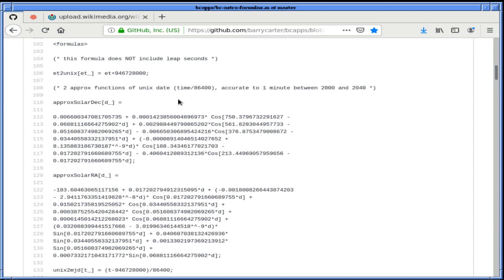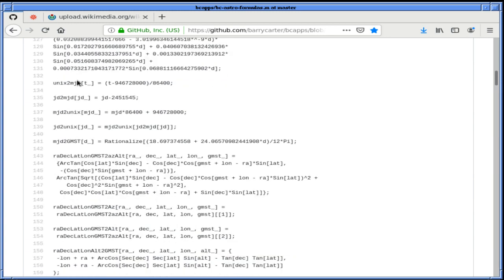I apparently do have approximate solar RA and declination here. I apparently computed this a long time ago to an accuracy of 1 minute, which isn't bad. It's not as good as the interpolation we looked at yesterday, which has an accuracy of 2 arc seconds, which is 30 times better. So let me go ahead and start copying some of this. Well, let's take a look here.